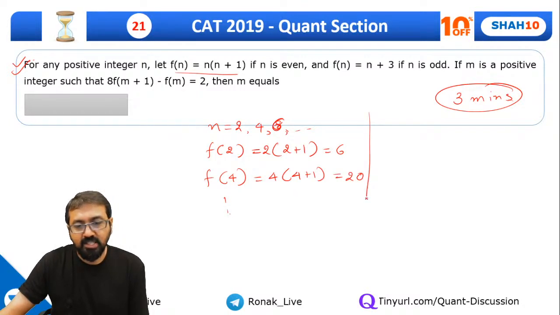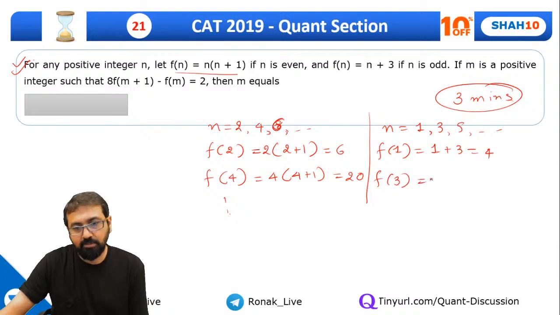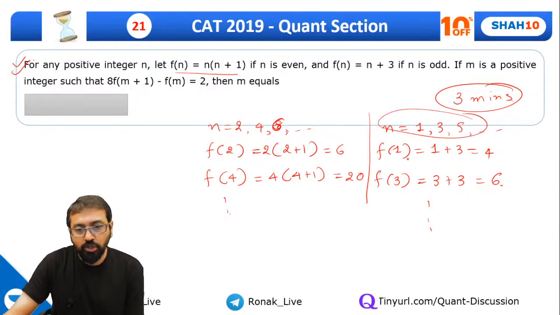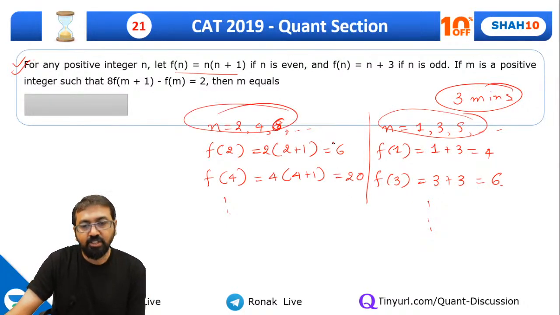Same way, if you take n equal to some odd value, 1, 3, 5, 7 and so on, f(1) will be 1+3, that is 4. f(3) will be 3+3, that is 6, and so on. So you'll get some pattern like this. If n is odd, you will follow this one. If n is even, you will follow this.